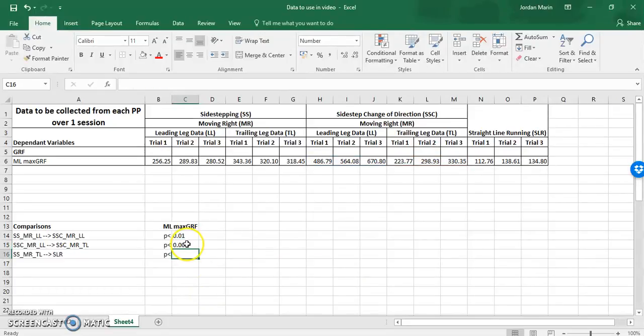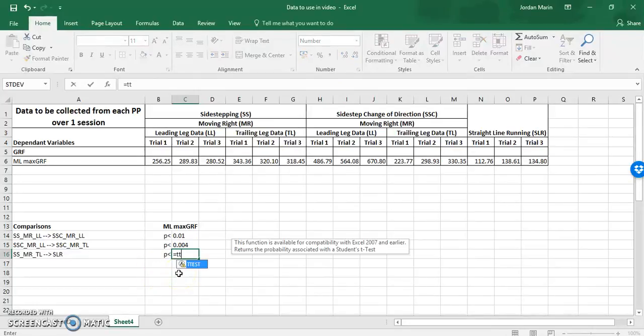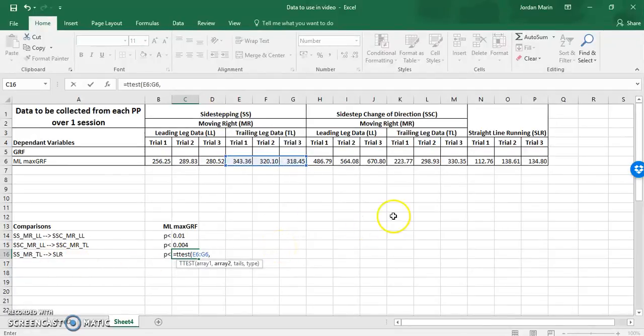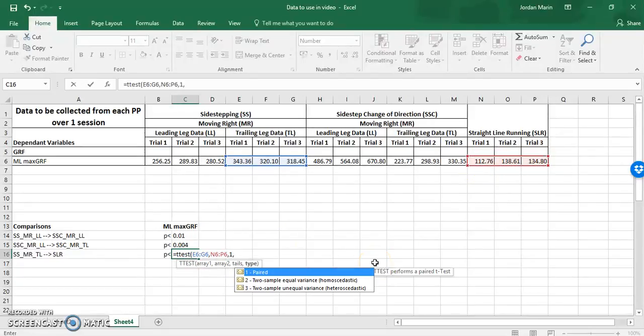Now, this is even more highly significant. We can actually increase decimal places if we need to. And then the last one we're looking at is sidestepping, moving right, trailing leg, sidestepping, moving right, trailing leg, so that's these three. And the straight line running as our control, so it's these three here. Again, one-tailed and paired t-test.